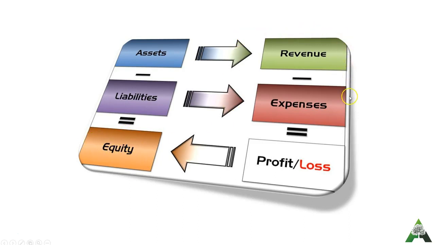And on the right side, we have our income statement, also known as a profit and loss statement, which is basically revenue minus expenses. It's going to give us a profit or a loss. Obviously, if we have more revenue than expenses, we're going to have a profit. If the reverse is true, we have more expenses than revenue, we're going to have a loss. Another name for revenue is income or sales. Another name for expenses is cost.